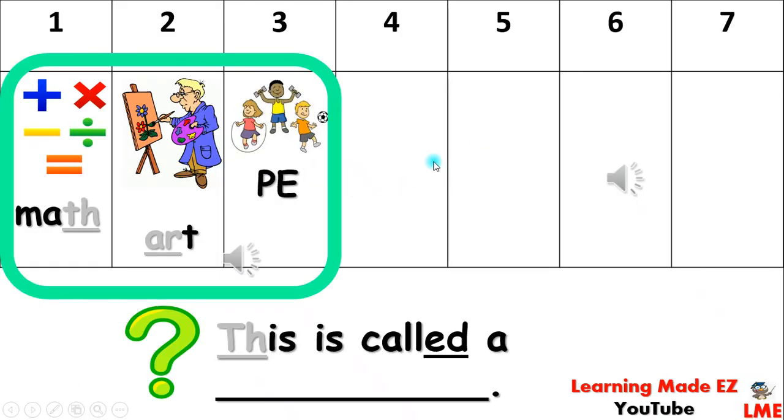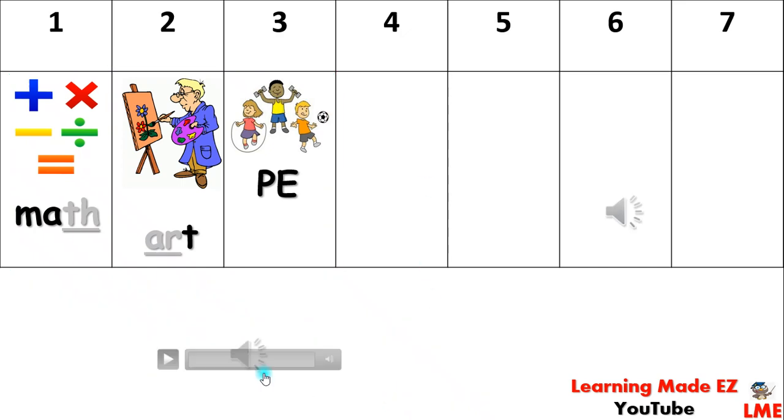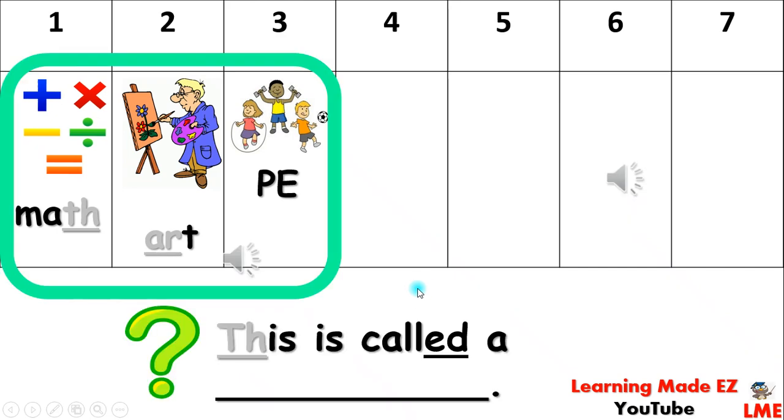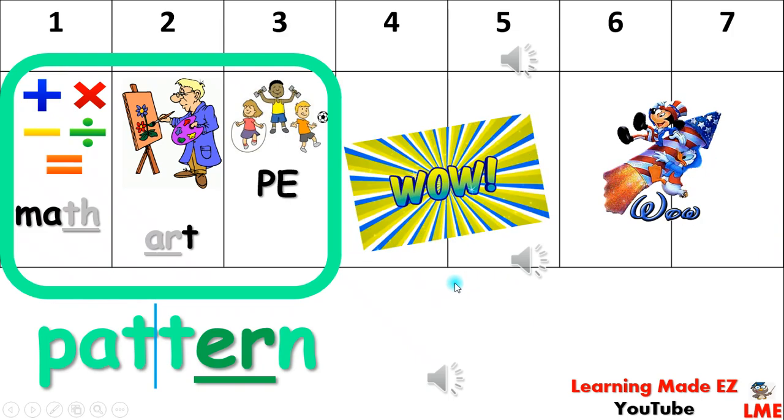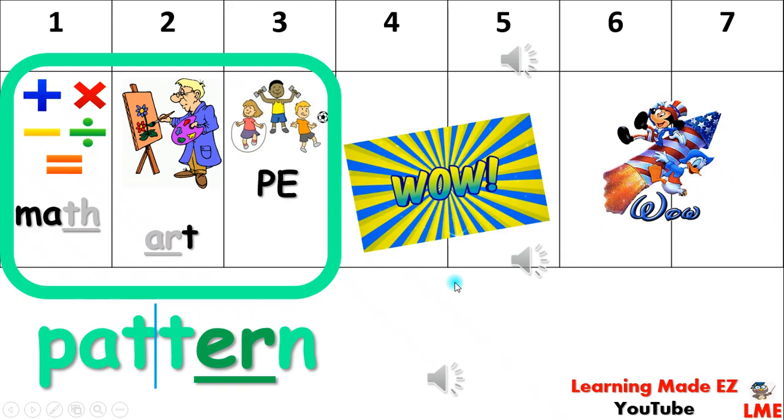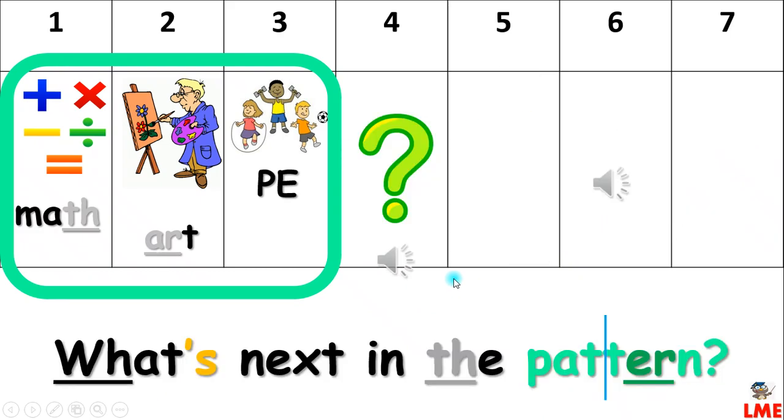Do you know what this is called? This shows one day is math. The next days are art and PE. Do you know what this is called? Wow! Again, your answer is right. This is called a pattern. Can you figure out what's next in the pattern?